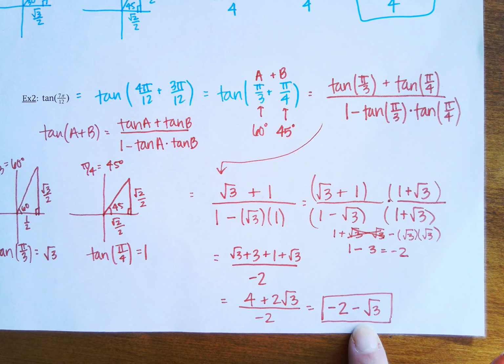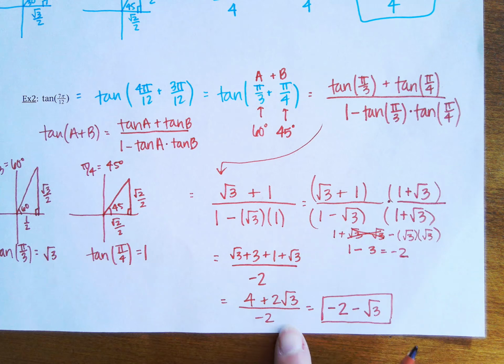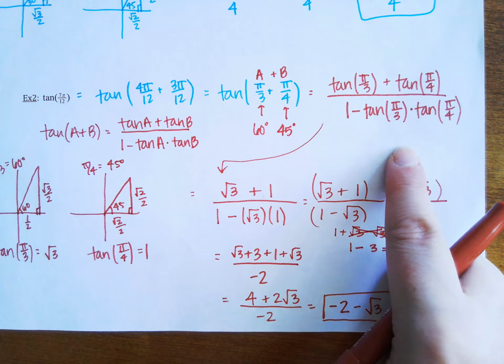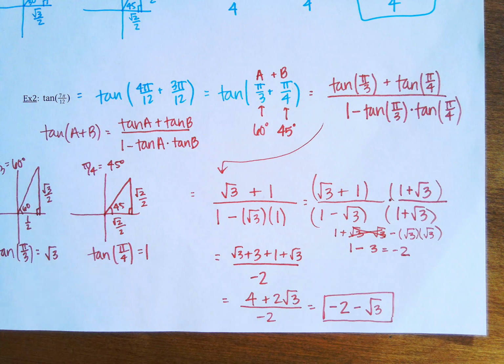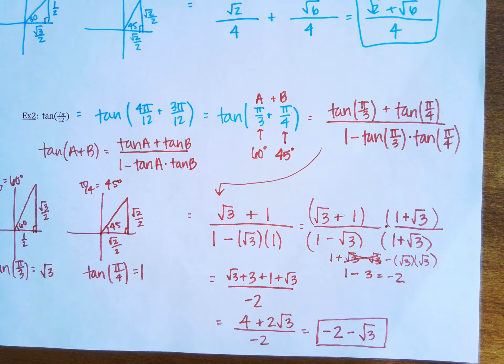And that means that if you didn't get this right, then you did something wrong here in your simplification, or maybe you had a negative when you weren't supposed to, or maybe you added instead of subtracting, or something along those lines.